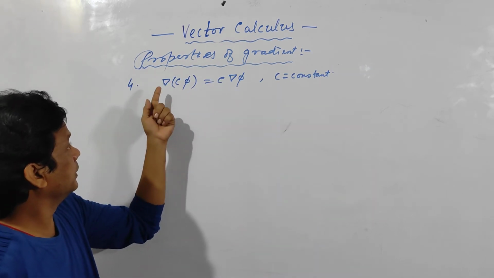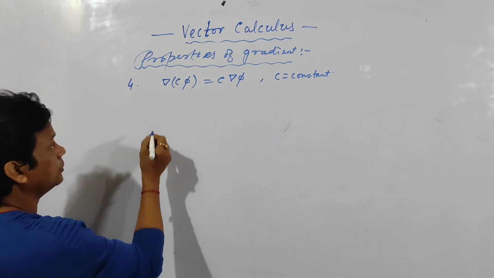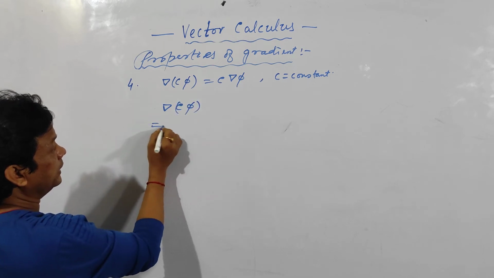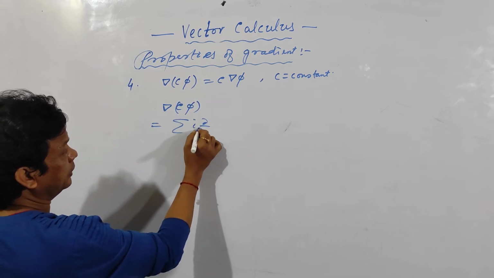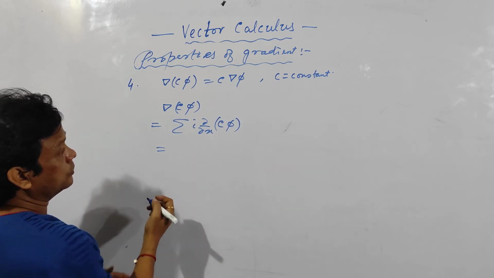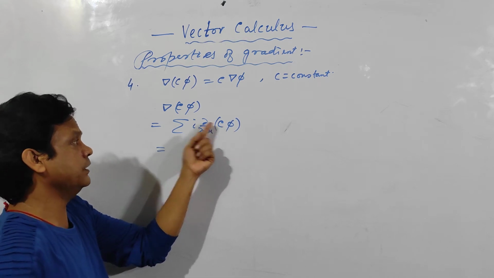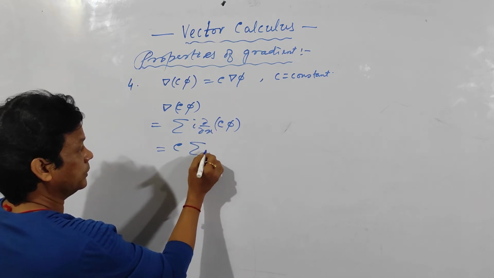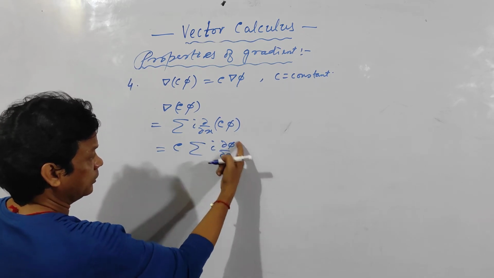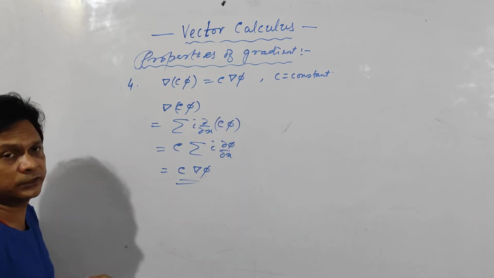See this one. Grad of c into phi is equal to c into grad phi. What is c? c is any constant. So see here, grad of c into phi, you can write it as summation i del by del x of c into phi. So while taking the derivative, c is a constant, so you can take c outside. Summation i into del phi by del x, and this quantity is the gradient of phi. So c into grad phi. So this is your proof. Clear?